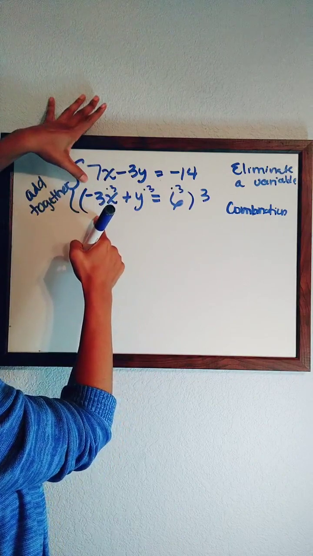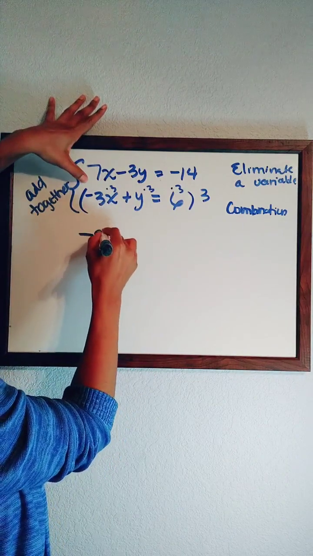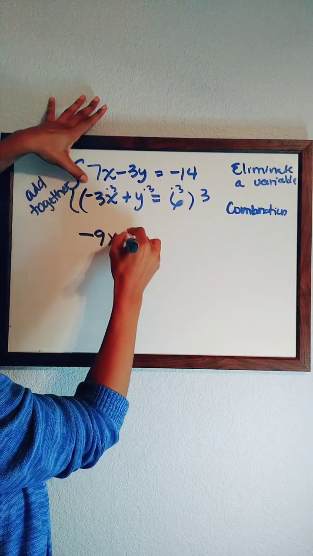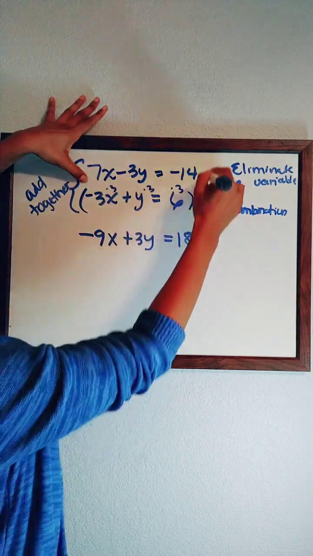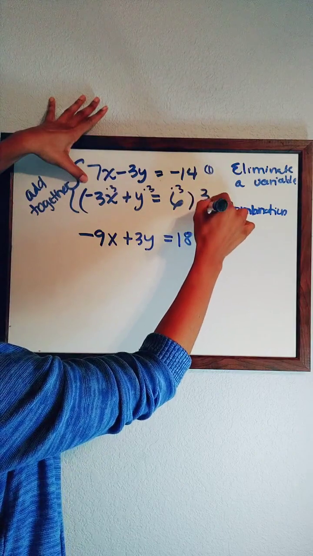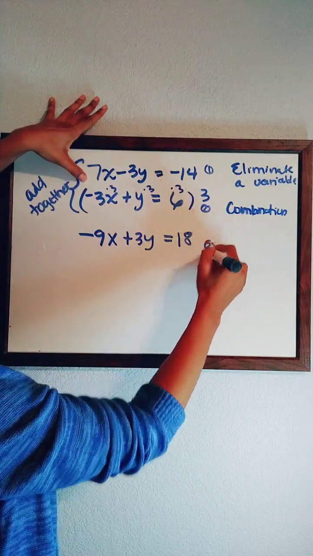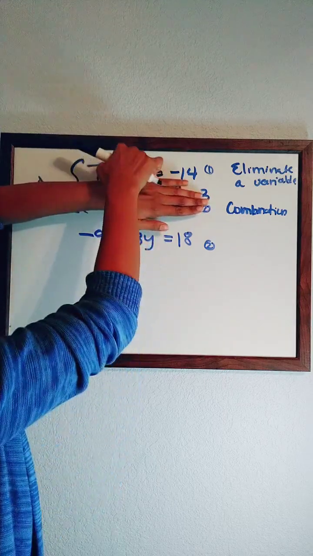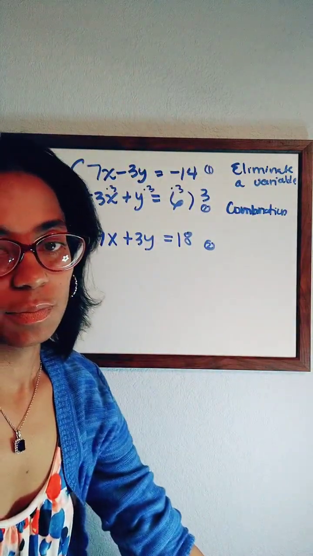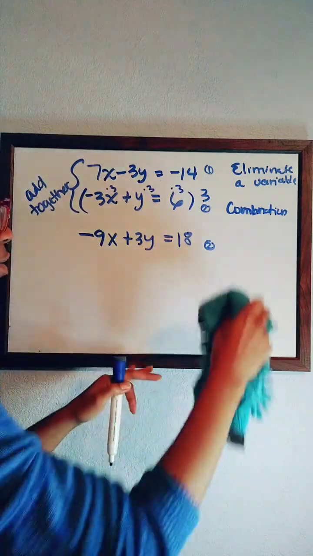My new equation is going to be negative 9x plus 3y is equal to 18. So this is equation 1, and this is equation 2. I have a new equation 2. So now I can combine these two equations together. I'm going to show you.